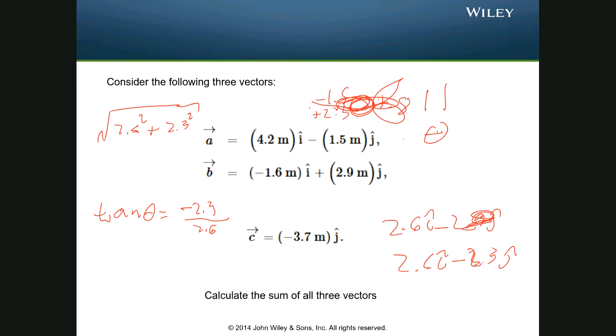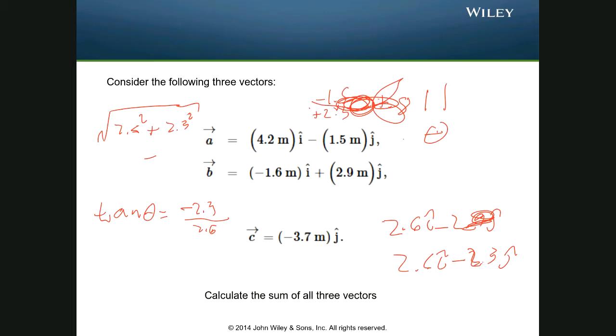Yes, it should be minus 2.3 squared. But ask yourself, can you tell the difference between 2.3 squared and minus 2.3 squared? Neither can I. So that's why I left it in here, easier. So 3.47 sounds good. And then the tan, what's the angle? What are you getting for the angle?